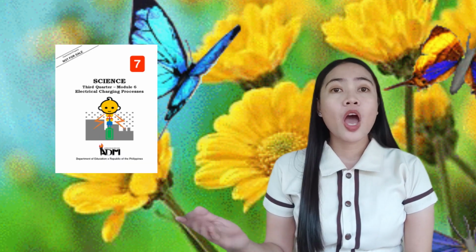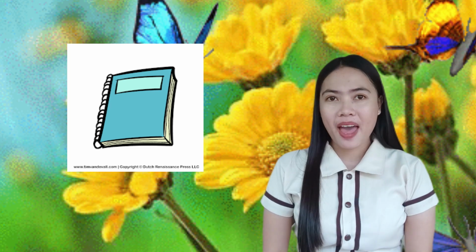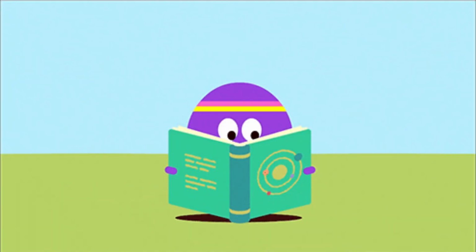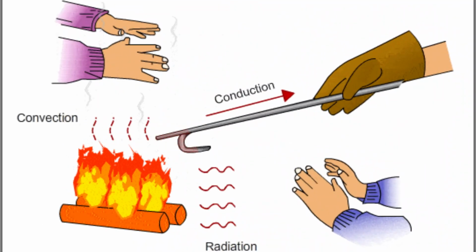Before we begin our lesson, I want you to prepare your self-learning modules, your notebook, and your pen so that you can jot down important details of our lesson. Is it okay? Alright. In your previous lesson class, you have learned about the different methods of heat transfer.